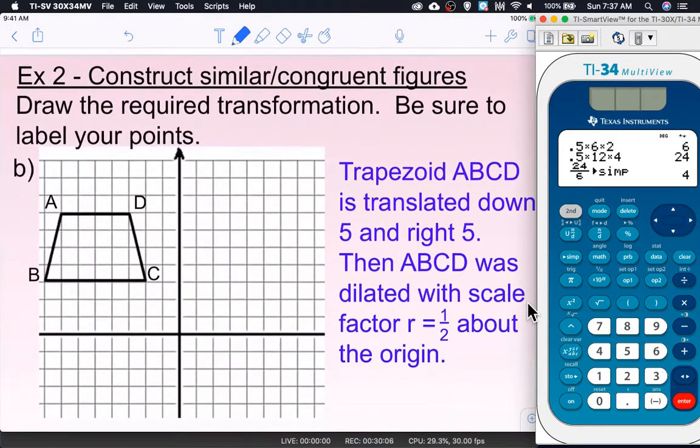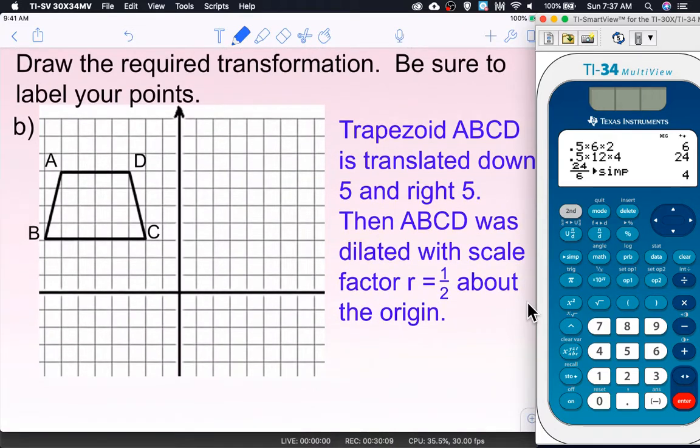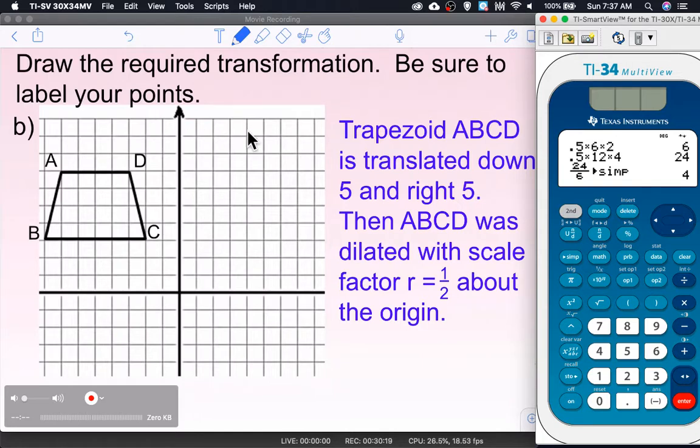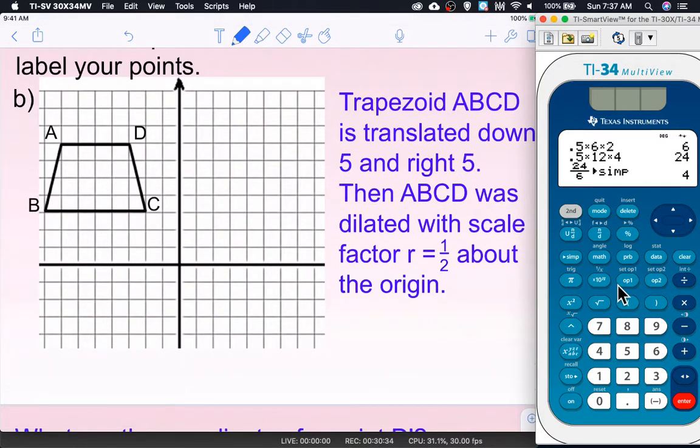So that one was for me, and we did most of it together. This one's for you. I would like you to try to do as much of this on your own as you can. So you're going to draw the required transformation. Be sure to label your points. So it says here trapezoid ABCD, ABCD is translated down 5 and right 5. Then ABCD was dilated with a scale factor of 1/2 about the origin. So could you please take your time and pause the video and do that sequence of transformations right now? When you're ready to continue, hit play, and we will go through it together.